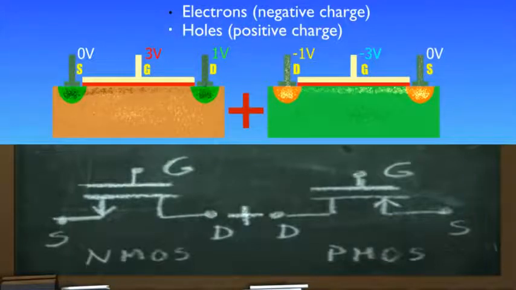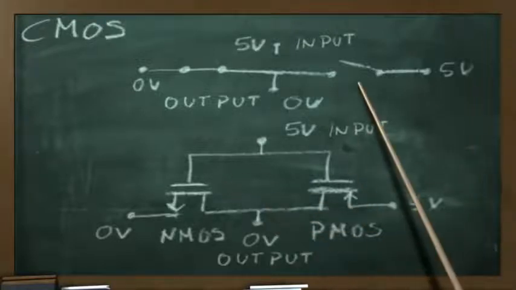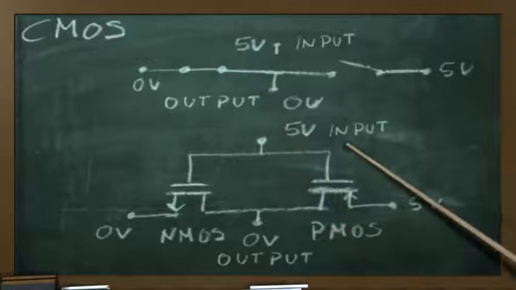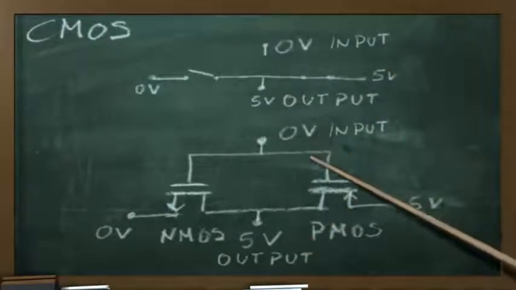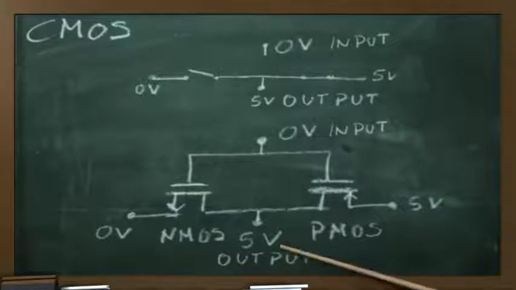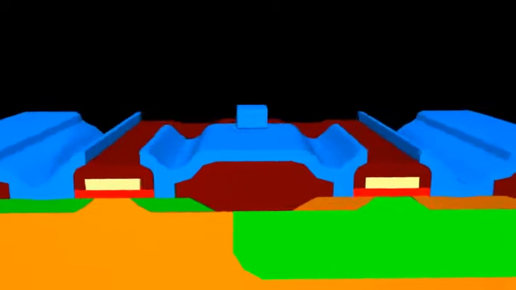CMOS technology uses both types of MOSFET. The basic cell in this technology behaves like a pair of switches acting in complementary fashion. The name CMOS, complementary MOSFET, originates from this. Today's processors are manufactured by combining billions of similar structures.